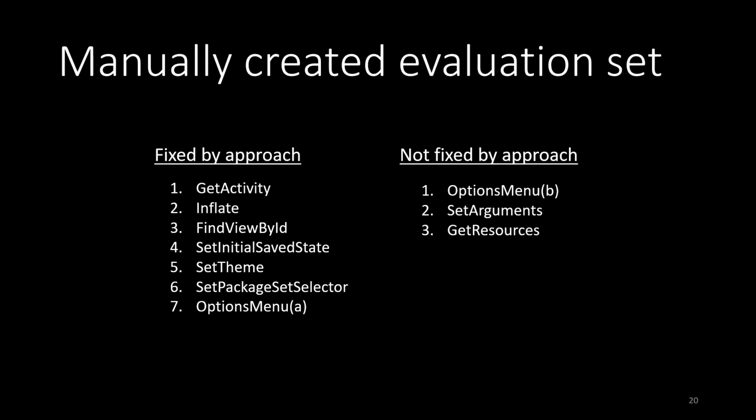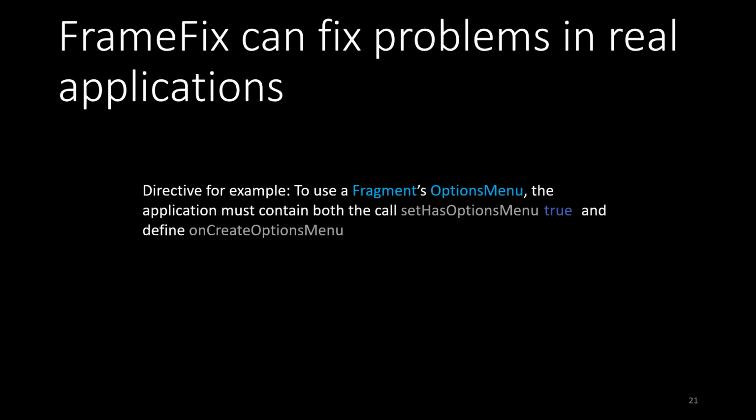To determine if these repair techniques generalize to different directives, I created an evaluation set where I took 10 different directives from the Android documentation and a sample Android application that was provided on a sample page, and then manually added these directive violations to that sample application. I then ran FrameFix and found that FrameFix was able to fix 7 out of 10 different directives. You'll see the options menu directive listed twice because there's 2 different ways to violate it, and FrameFix was only able to fix one of them.